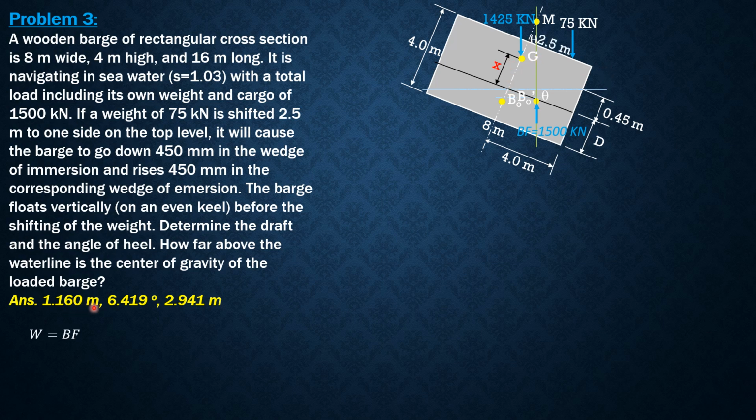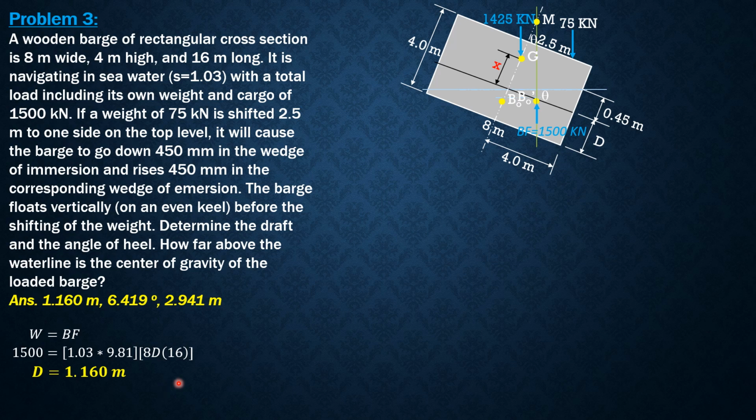So let's answer the first question. Weight equals buoyant force, where weight is 1,500 kilonewtons and buoyant force is specific weight of seawater, 1.03 times 9.81 kilonewtons per cubic meter, times volume submerged or volume displaced, which is 8 times the draft times 16 meters long. So 1.03 times 9.81, quantity 8 times D times 16 meters. So from here we can solve the draft equal to 1.16160 meters.